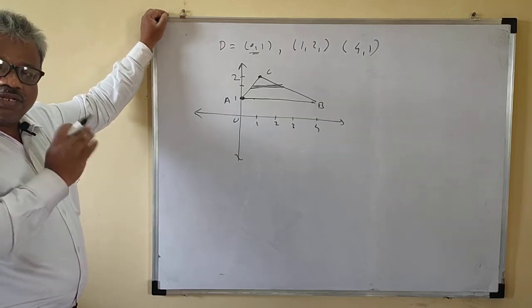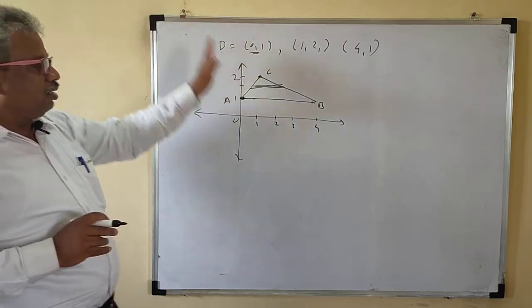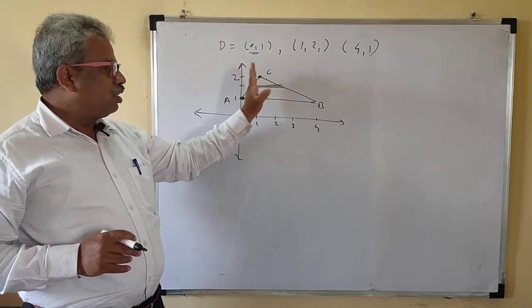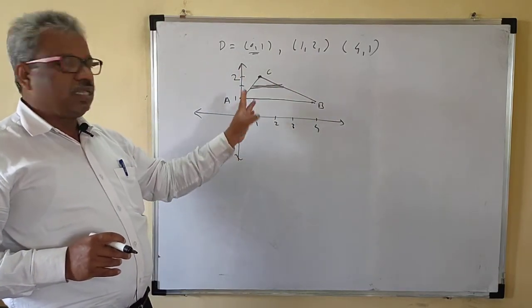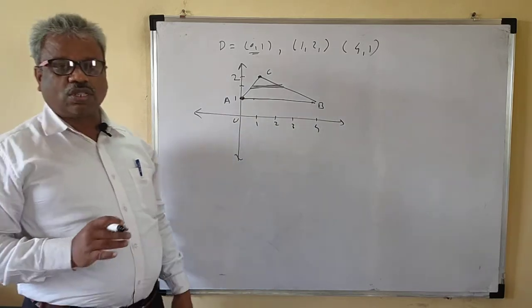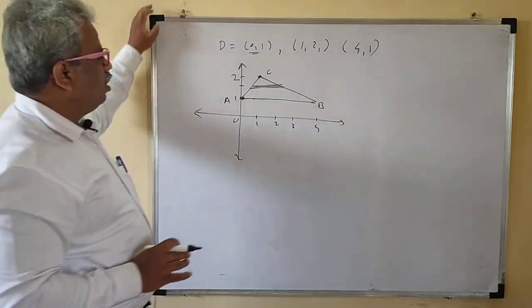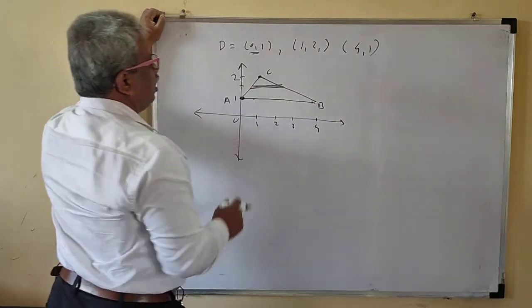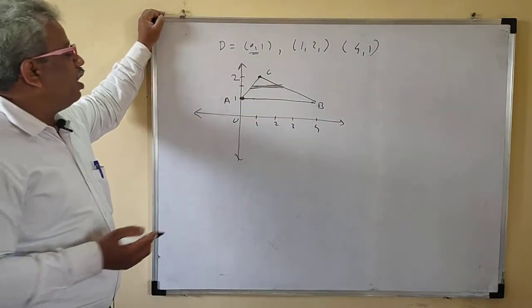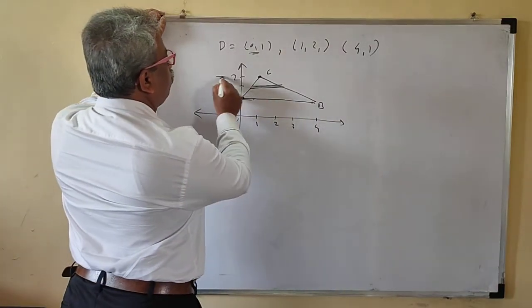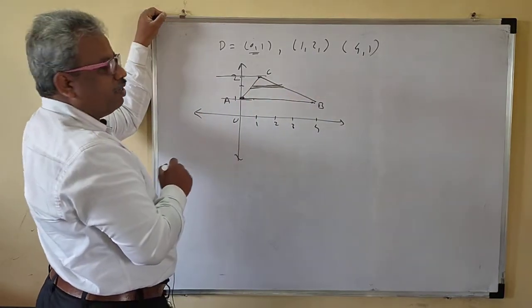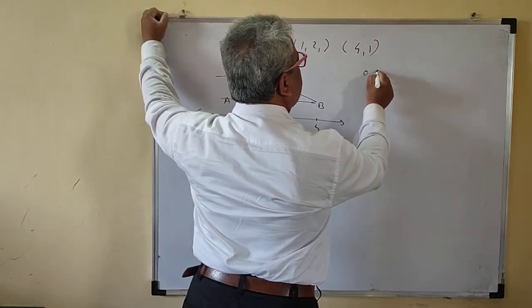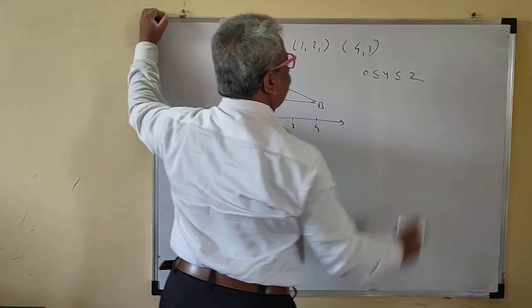If you draw the strip parallel to the y-axis, then this region is divided into two parts. So it is better to draw the strip parallel to the x-axis. If you draw the strip parallel to the x-axis, then we write the limits of y first. y starts from here to here. That means the limits of y are 0 ≤ y ≤ 2.